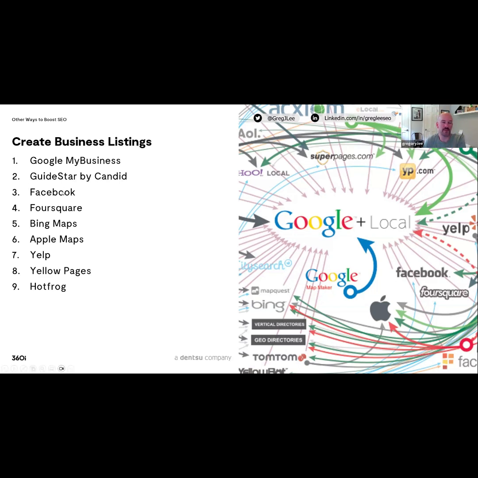Facebook, if you have a Facebook page, put your location in there, so you have that name, address, phone number on a page in Facebook. Foursquare, Bing Maps, Apple Maps, Yelp, Yellow Pages. There's one called Hotfrog. These are all places, all websites that you can go and set up a page for your organization and put that information in there.